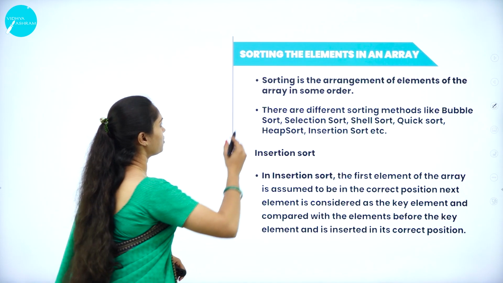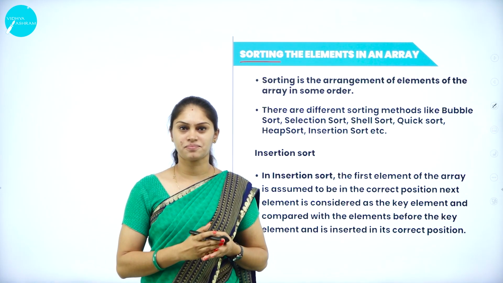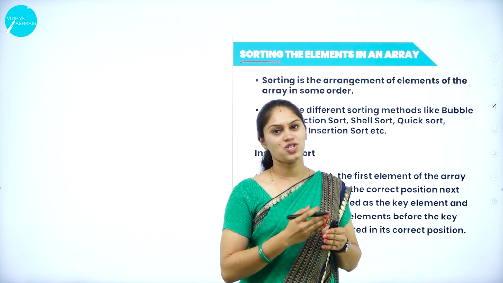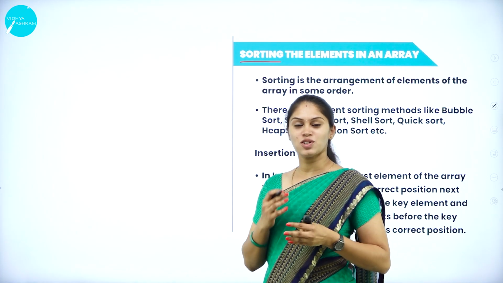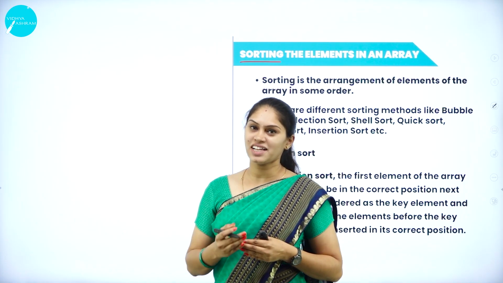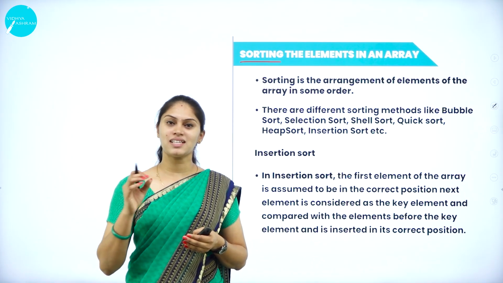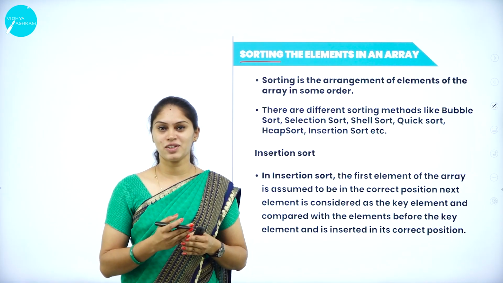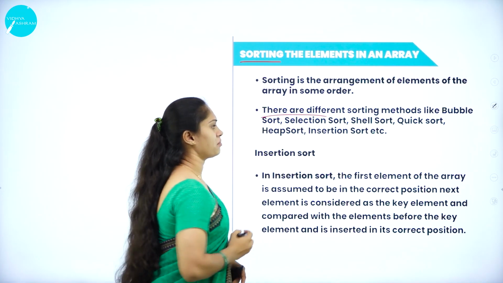So let me get into today's session, that is sorting the elements in an array. As I discussed, sorting is also one of the operations which comes under an array. Then what is sorting? Sorting is nothing but an arrangement of elements in some order. It can be either in ascending order or descending order. That operation or methodology is known as sorting. There are different sorting methods we have.